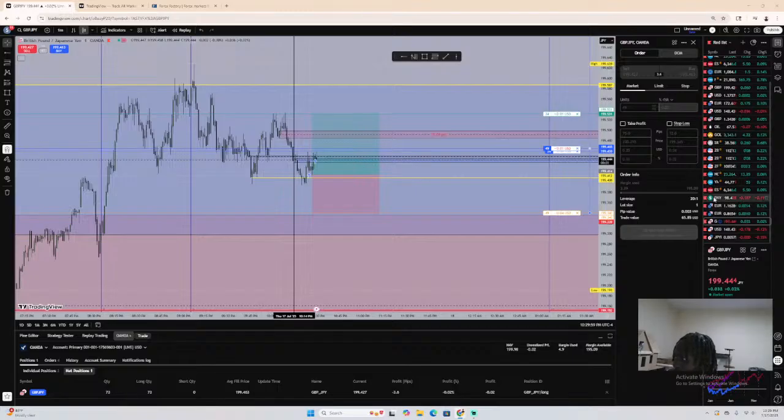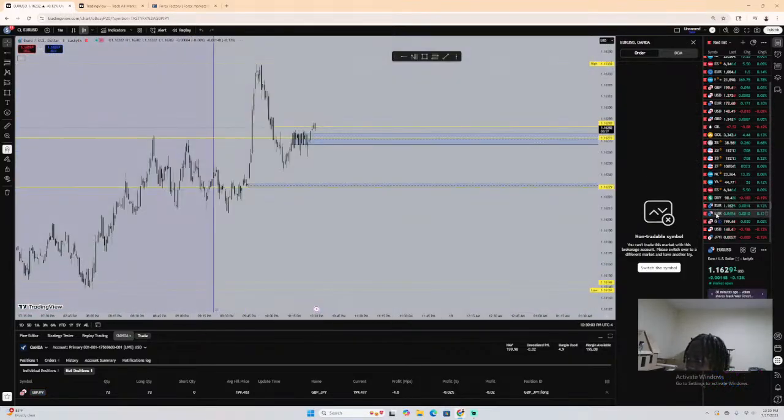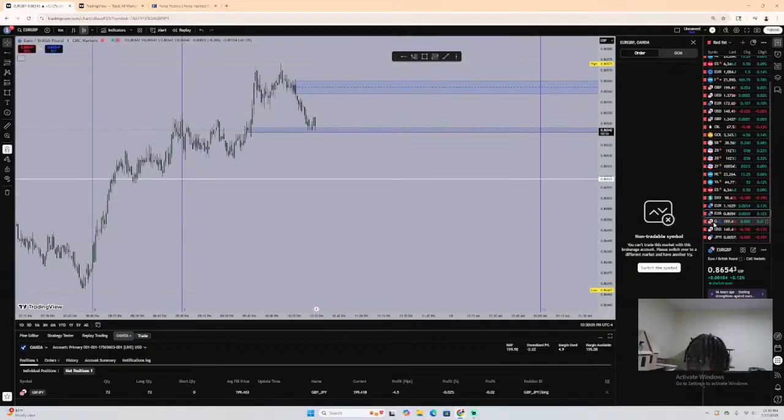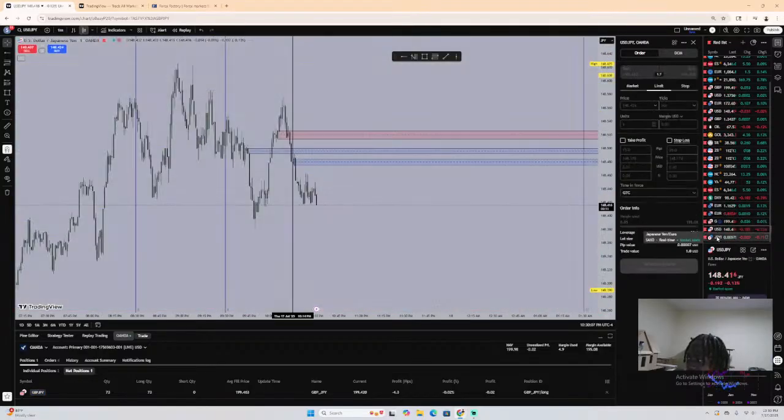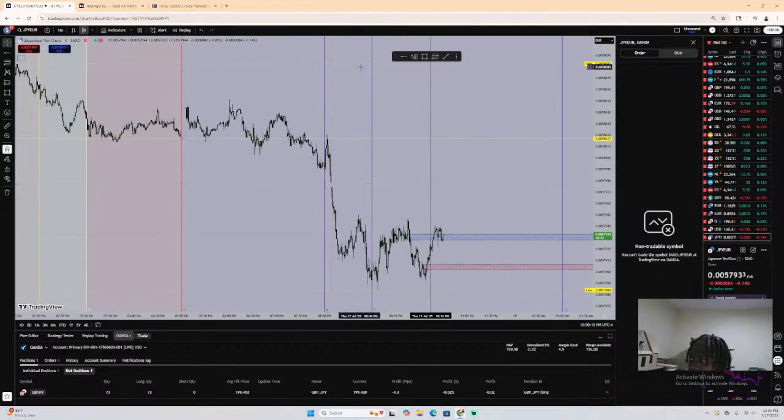It's an interesting one. This is why I don't like trading Asia, bro. This is moving too slow. Too slow, too slow. But I guess we're trading. Have patience, right? Have some patience.